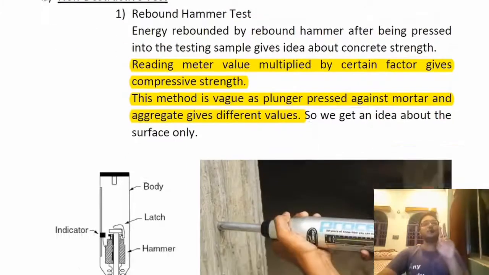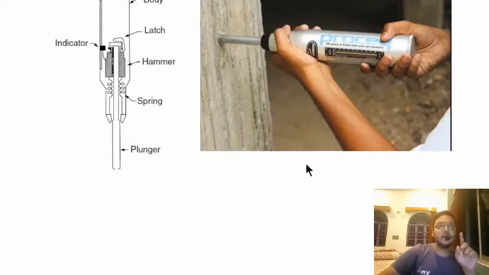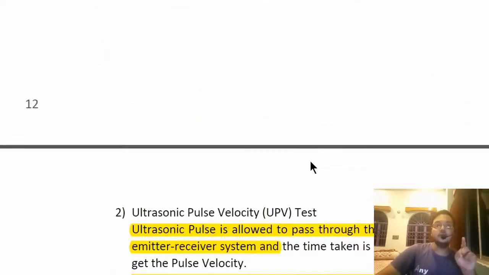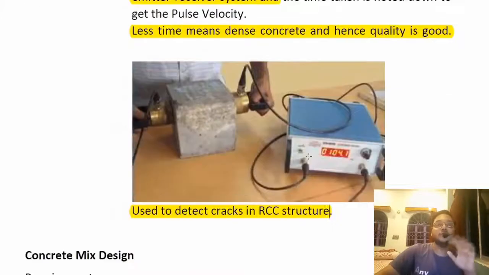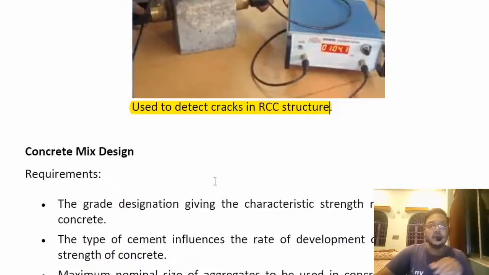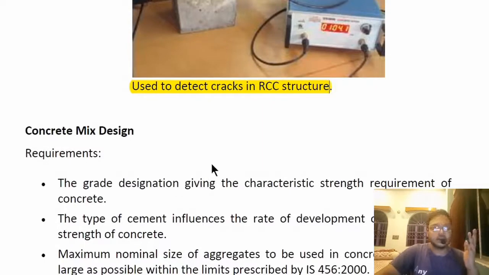So these are two different tests, the UPV test and the rebound hammer test, which we can use on a finished beam or a finished structure without actually destroying it. So these are known as the non-destructive tests.